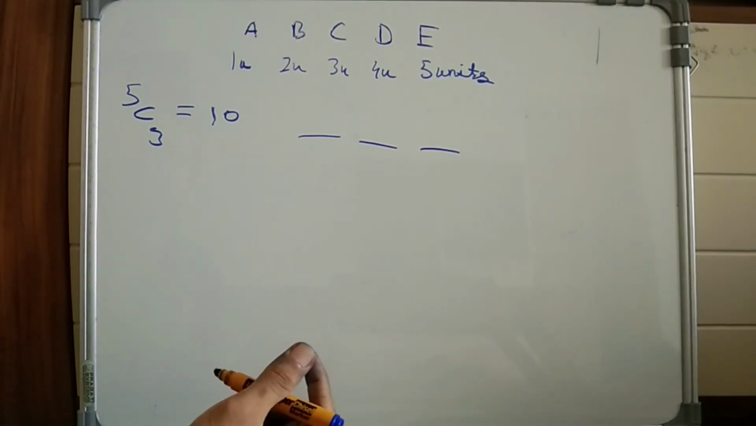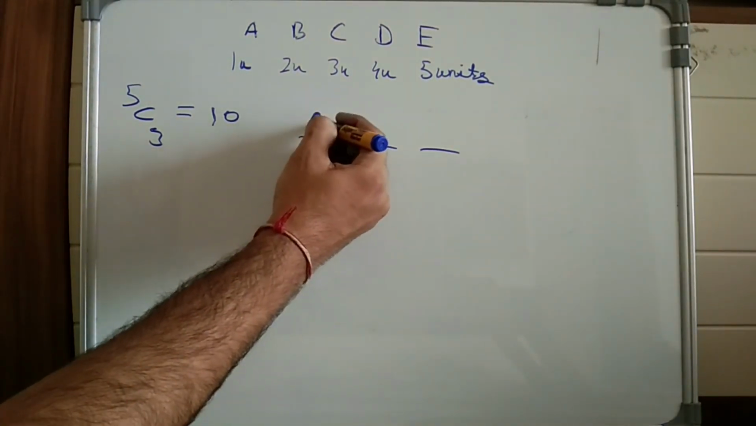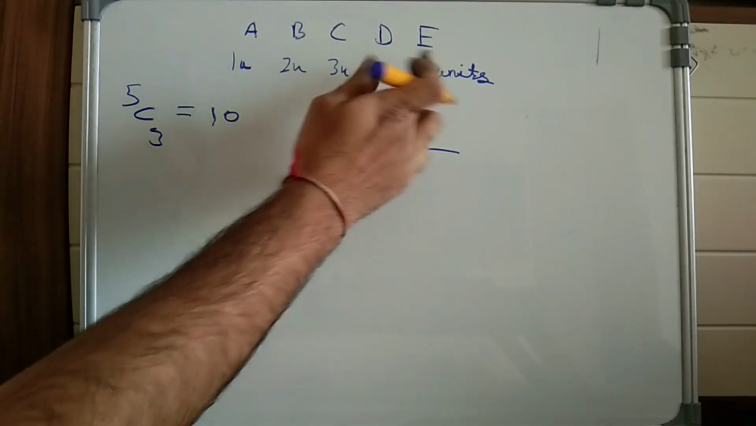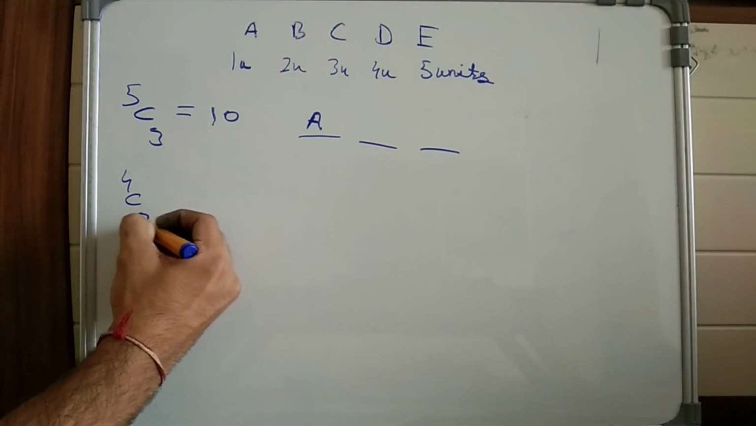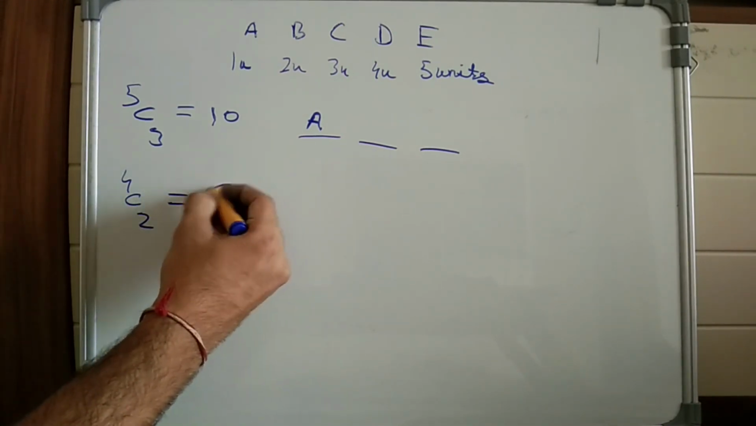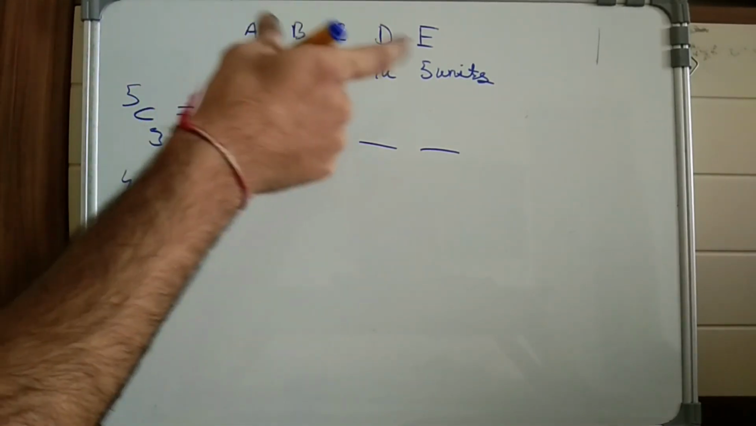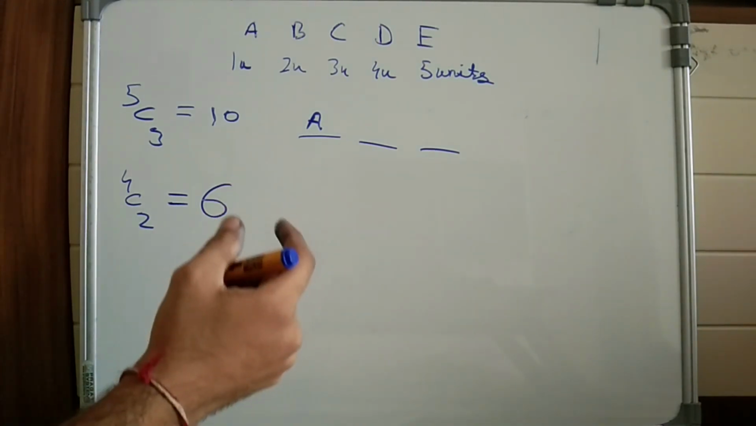It's just a concept of PNC. Just fix A over here. Of the remaining 4, I can select 2 in 4C2 ways. So what is 4C2? 4C2 is 6. So there will be a total of 6 groups out of the 10 in which A will be there.